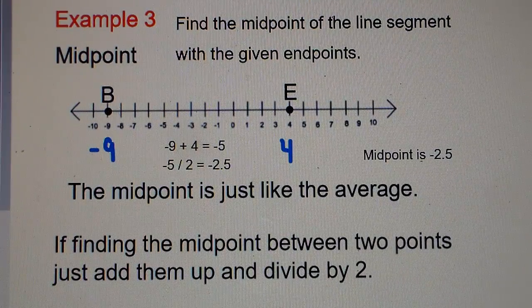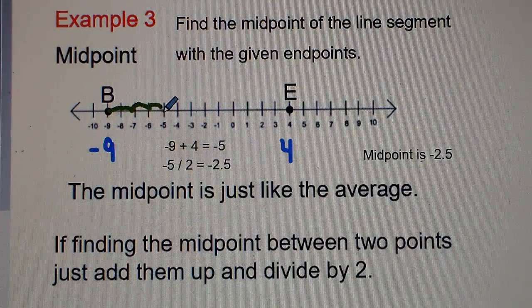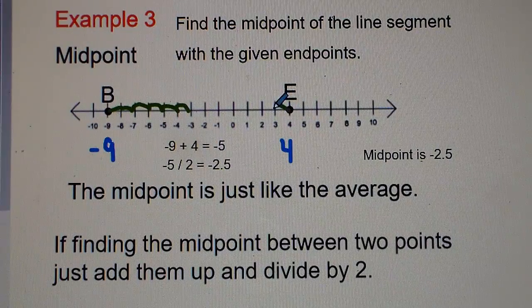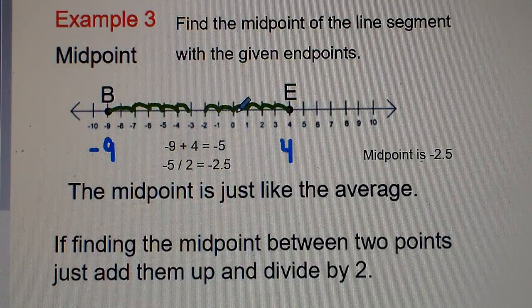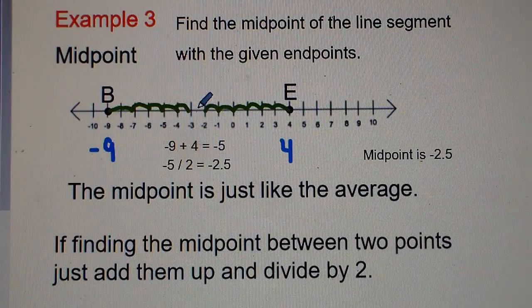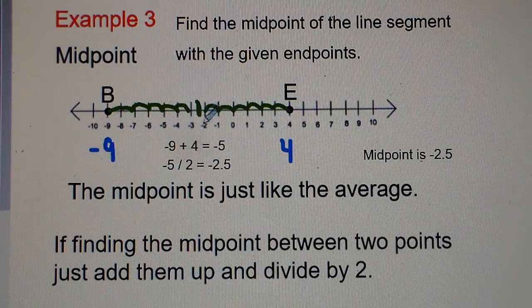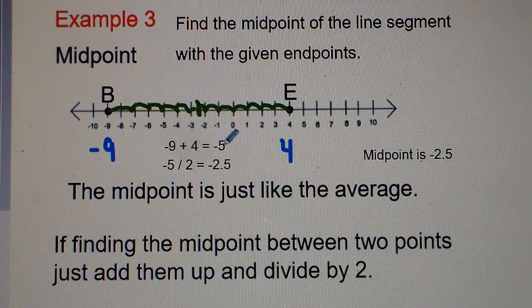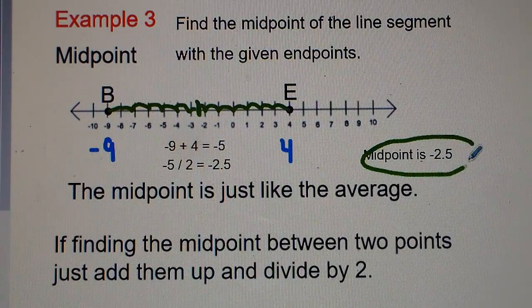If we were to do it old school, 1, 2, 3, 4, 5, 6. 1, 2, 3, 4, 5, 6. Oh, they don't really meet perfectly in the middle until the middle of -3 and -2, because they both have another little half jump to go. So the middle is -2.5.